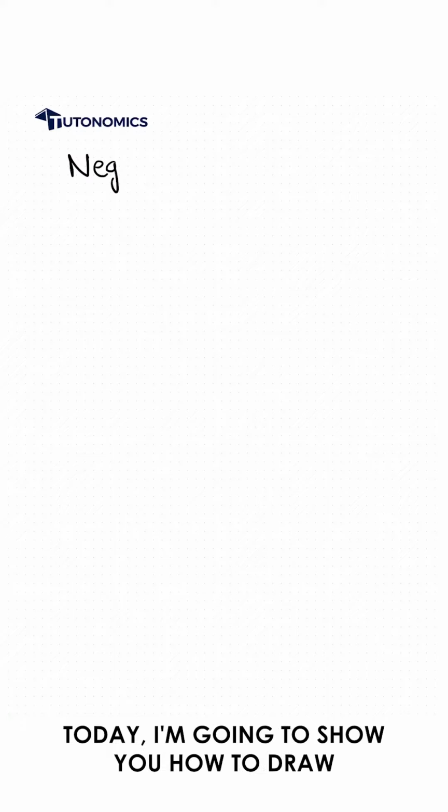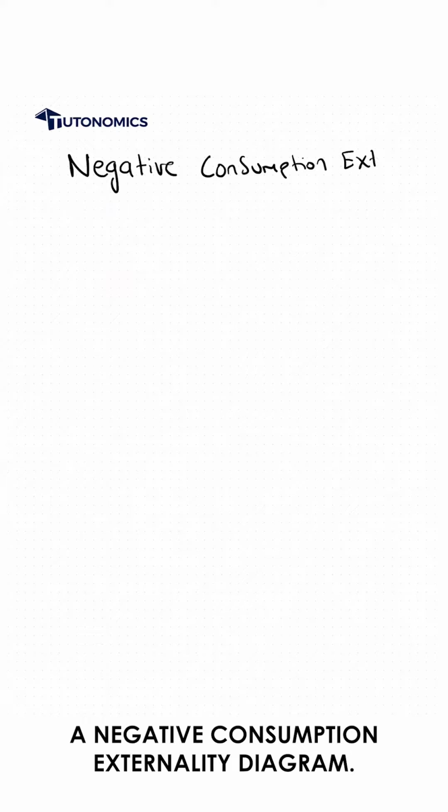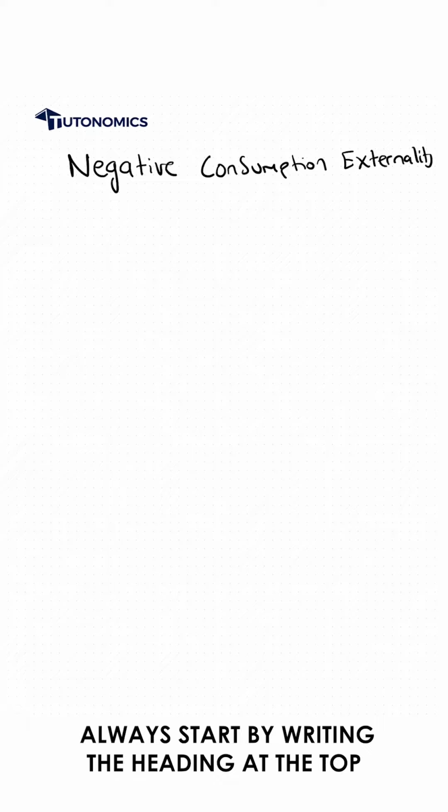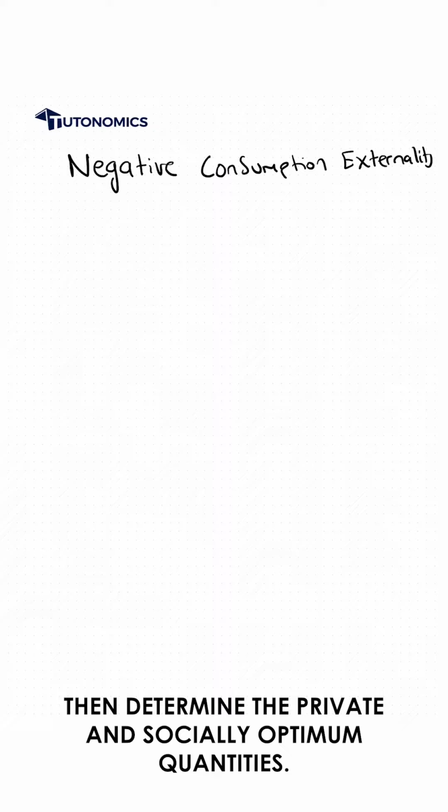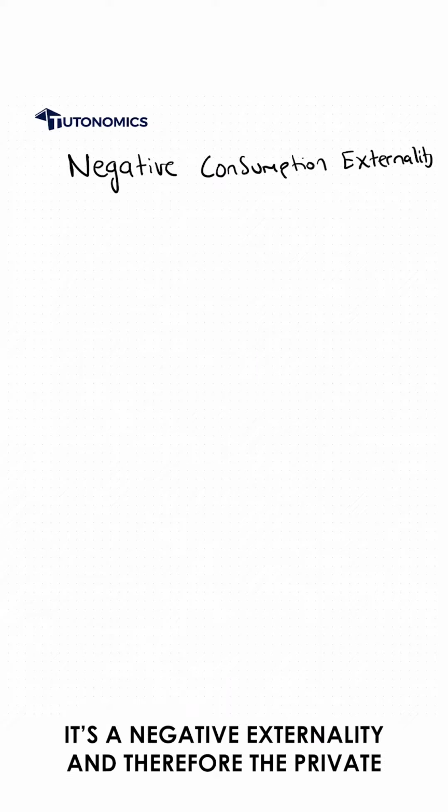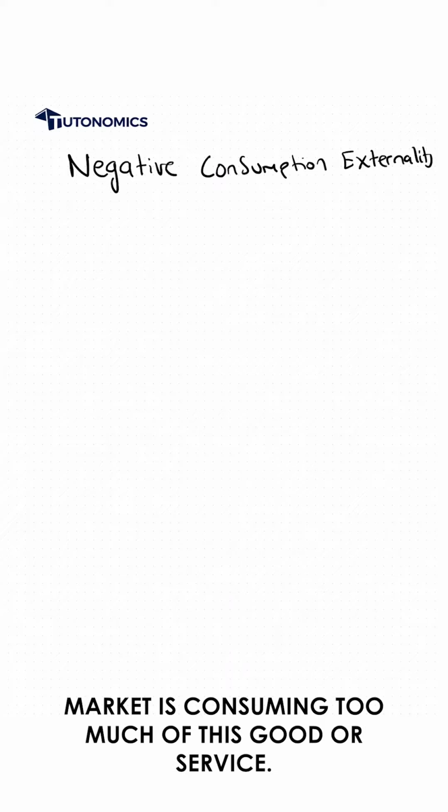Hello students, today I'm going to show you how to draw a negative consumption externality diagram. Always start by writing the heading at the top, then determine the private and socially optimum quantities. It's a negative externality and therefore the private market is consuming too much of this good or service.